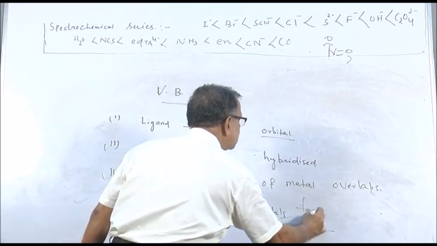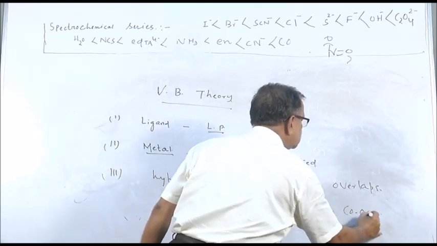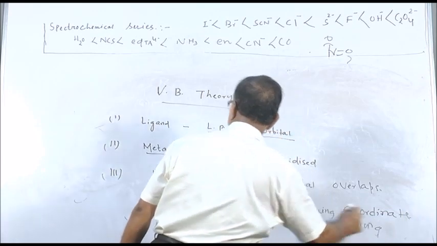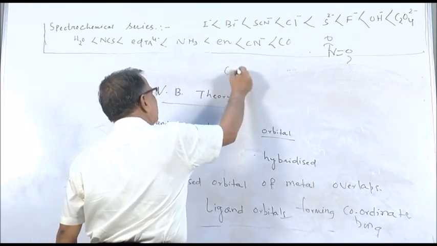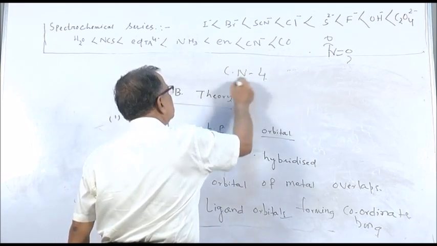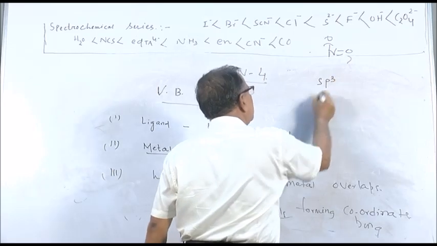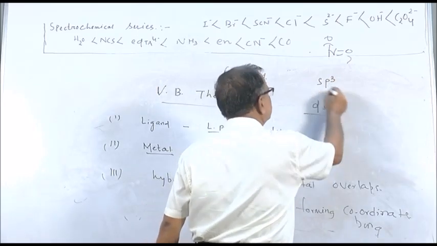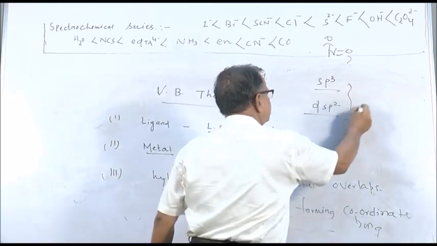Forming a coordinate bond. So the hybridization may be for coordination number 4. Suppose CN is 4. There are two types, one is sp3 and the other is dsp2 hybridization of the metal.